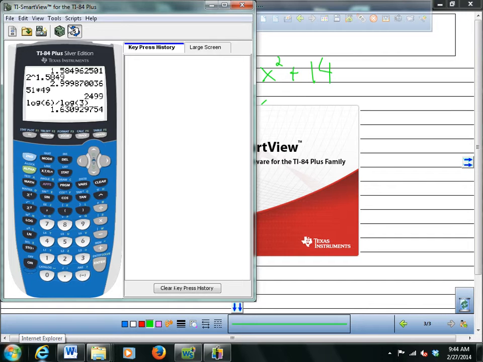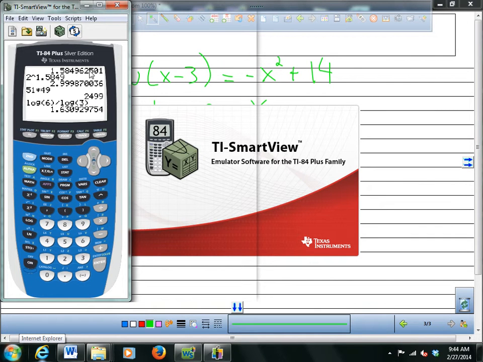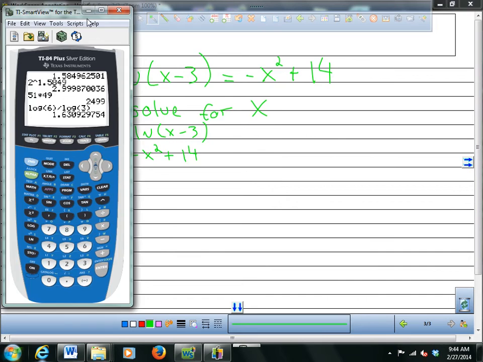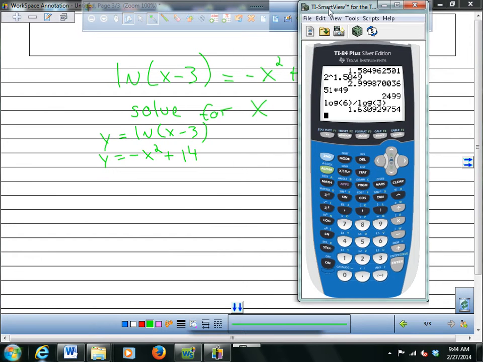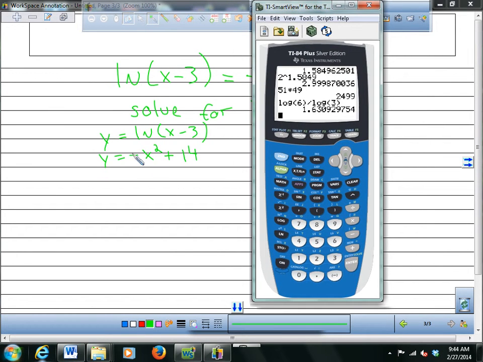Always close it. So I would just take, and it's good practice for setting up your windows and stuff like that. Y equals natural log of x minus 3, which is going to be a log function shifted which way? 3 units to the right. And what's this thing going to look like? An upside down parabola with a vertex at 0, 14, right?